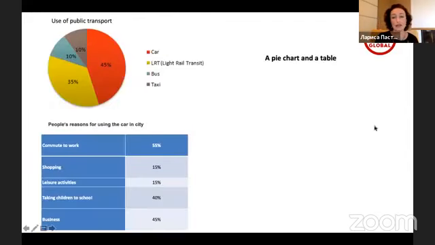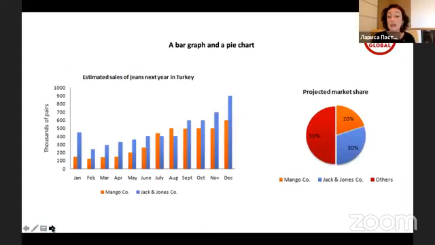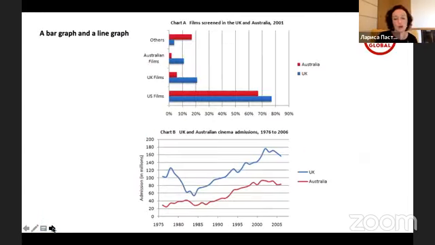So, and finally, the last task here is a two-source task. So you can be given a pie chart, for example, or a table, or it can be a bar graph, or a pie chart, or a bar graph and a line graph. So any combination is possible.